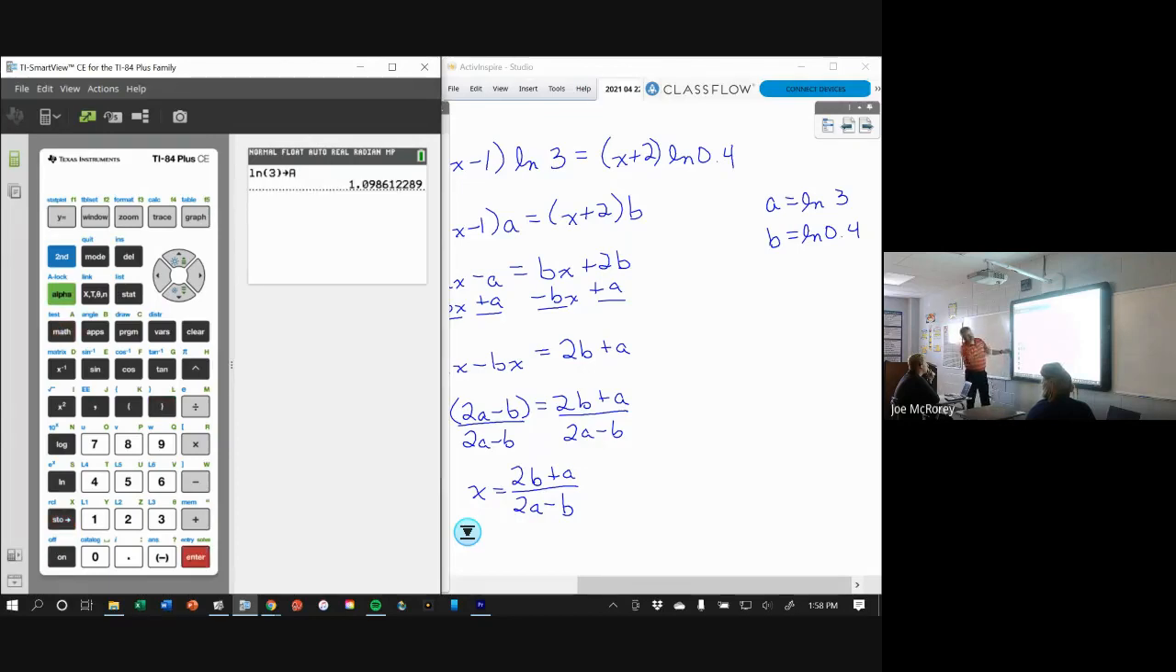Now I'm going to take natural log of 0.4 and store that into B. Then I type 2B plus A over 2A minus B.